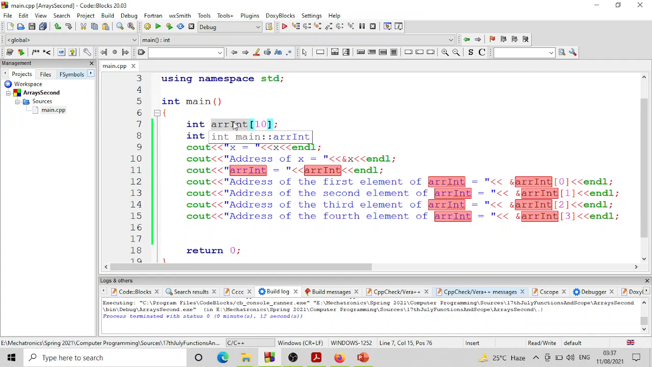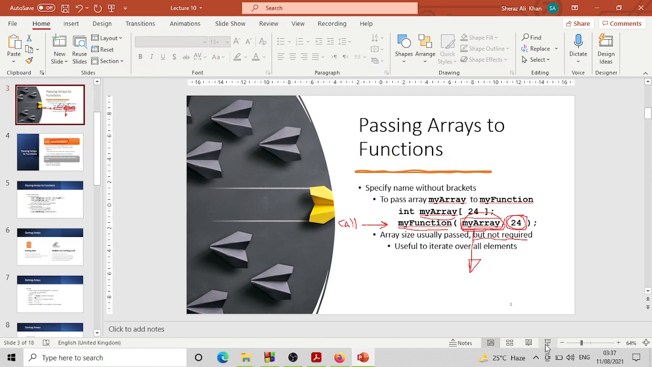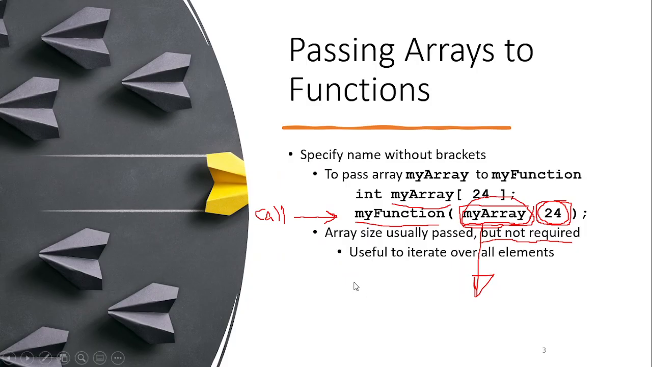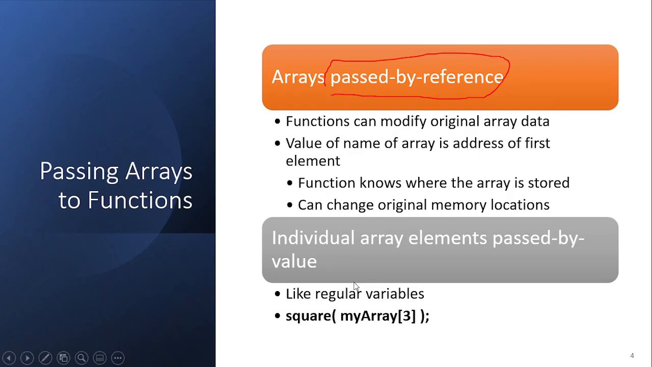It needs to be able to access all the elements in the array. So that's why it is important that you pass size information to the function as well whenever you are passing an array to a function. Okay, so let's get back to our discussion here. So the value of the name of the array is the address of the first element.